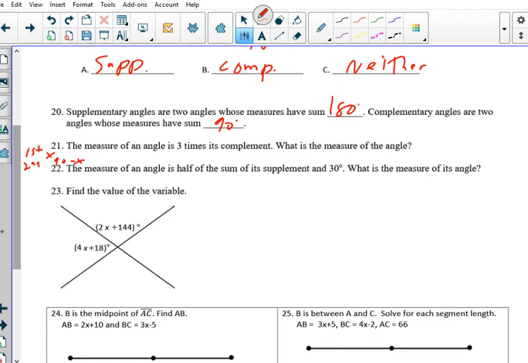So let's just read what this says. The measure of an angle, x, is 3 times its complement. What's the measure of the angle? Well, next step, we're in a lot of room here. x equals 270 minus 3x. Add 3x to both sides, you get 4x equals 270.